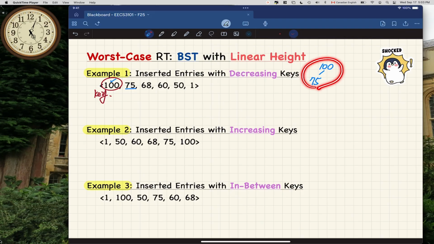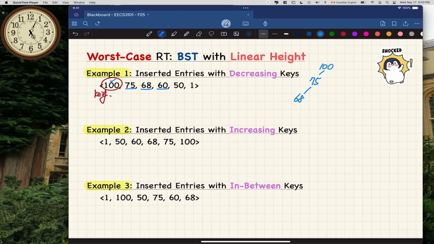Because when you do an in-order traversal, you're going to get 75 followed by 100. It's a sorted sequence, right? That's how you check to see the search property actually is there. And then insert 68. It will end up being right here, 68. So you can see 100, go to the left, 75, go to the left, you got 68. Again, you get in-order traversal 68, 75, 100, okay?